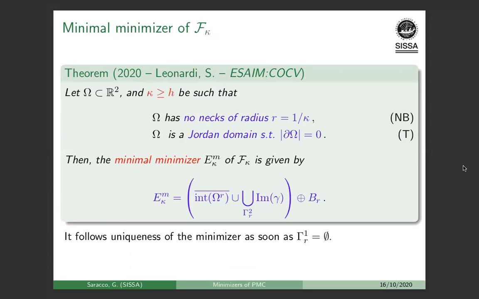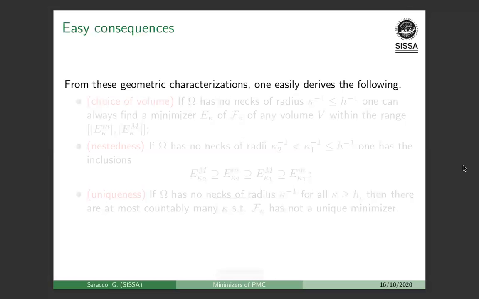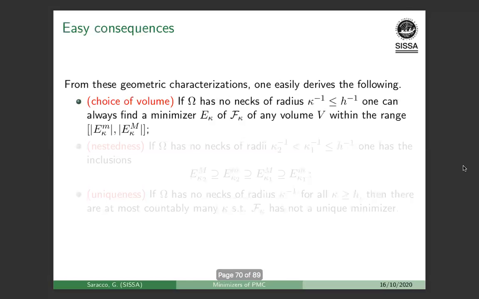Now, what we can get as a corollary are the following. If your set has non-X of a given radius, then you can always find a minimizer of any volume within the range from the volume of the minimal minimizer to the volume of the maximal minimizer. And the standard way to interpolate is just to grow noses from the minimal minimizer to the maximal one. In doing so, you basically fill the whole gap, and this procedure is continuous in the volume.